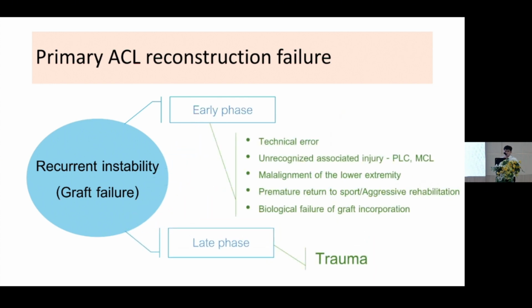In the recurrent instability or graft failure, we can divide it into early phase that is composed of technical error, unrecognized associated injury that can cause the secondary restraint failure, the malalignment of lower extremity, premature return to sport, and biologic failure. While the late failure often occurs with non-contact trauma, which is the most common cause of the re-rupture.